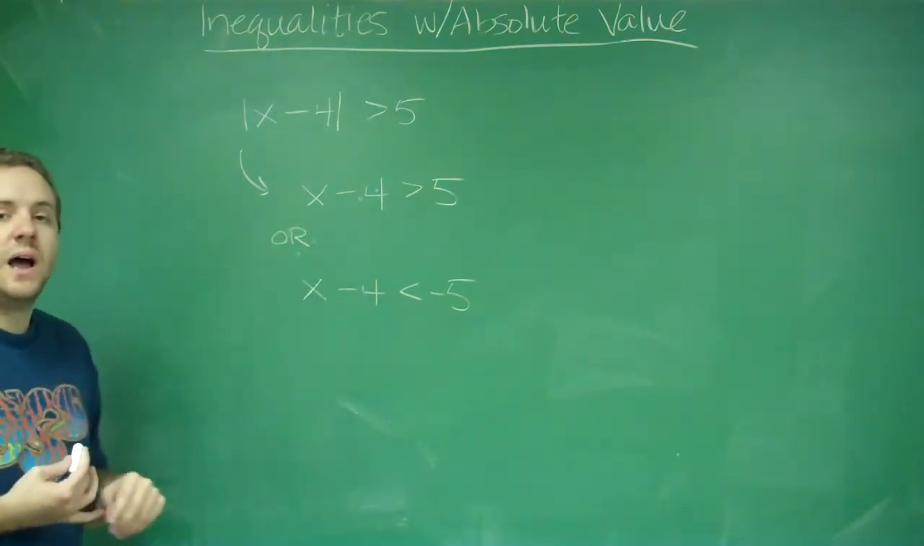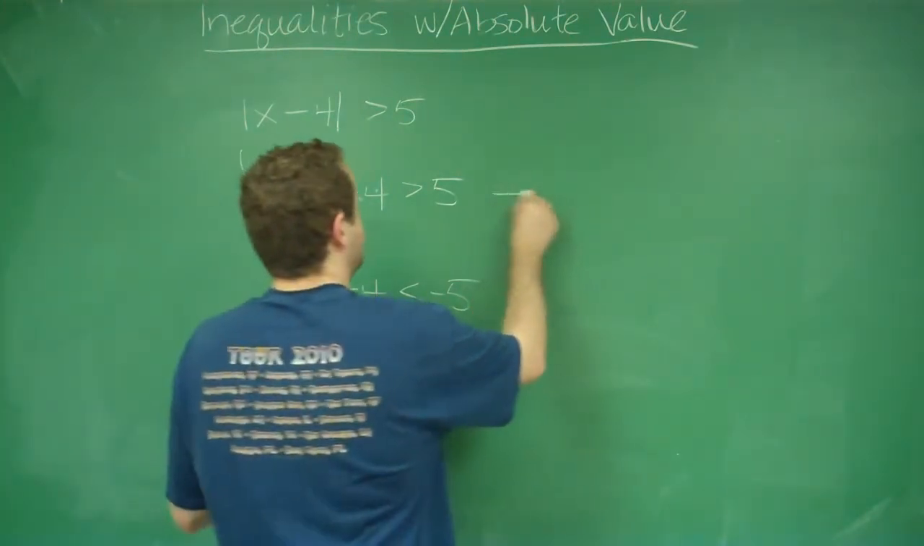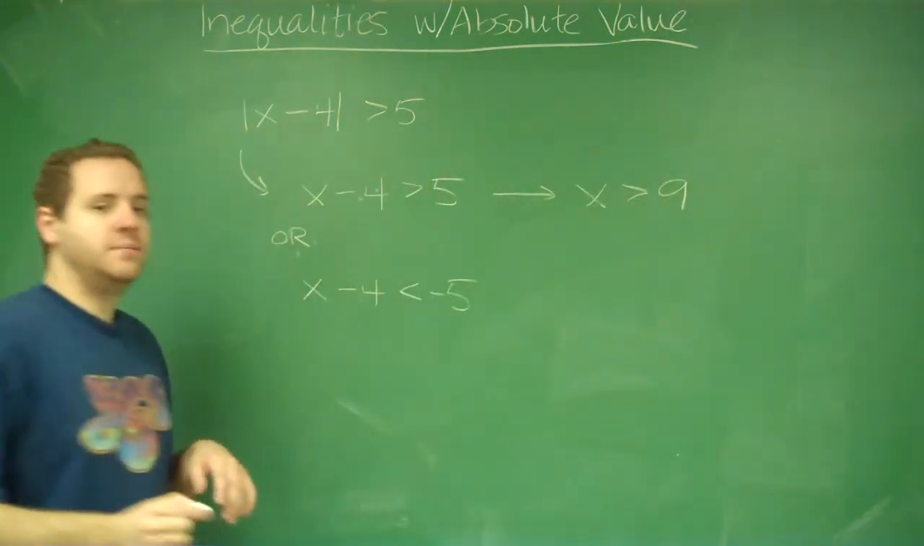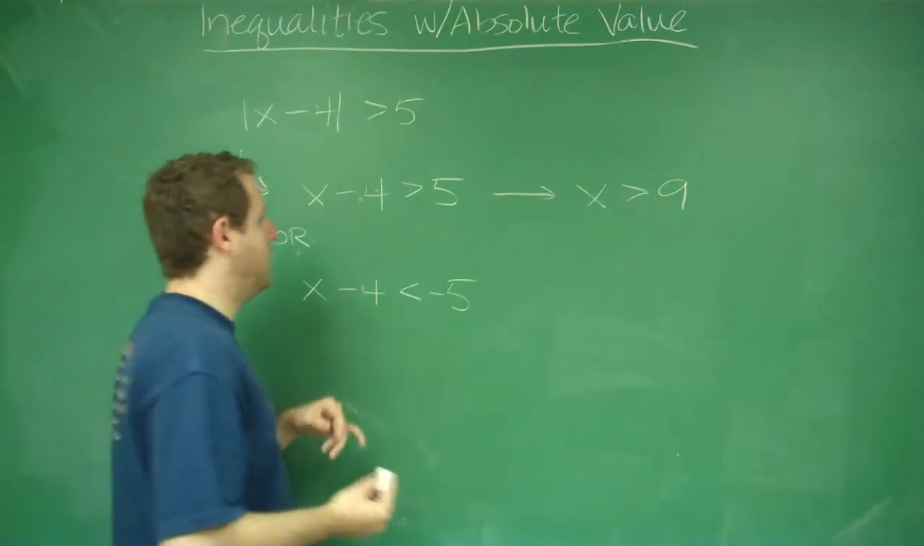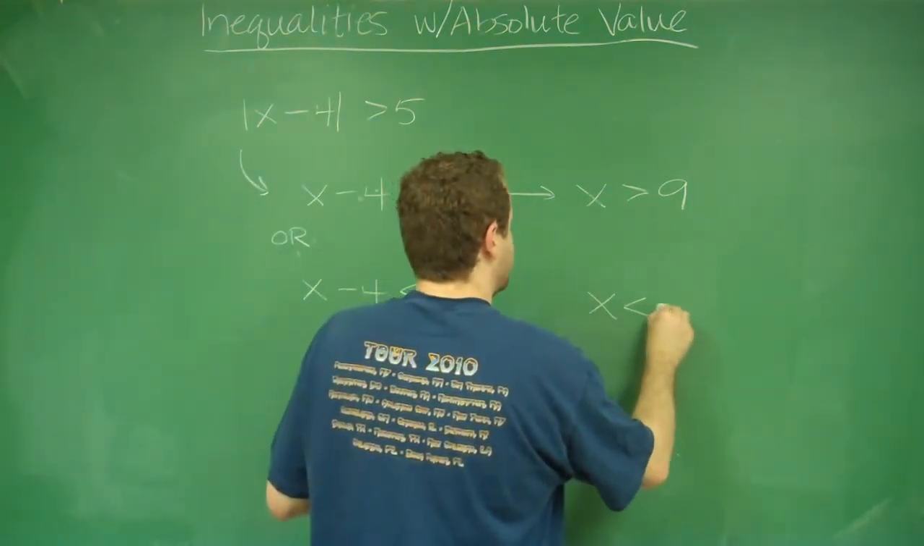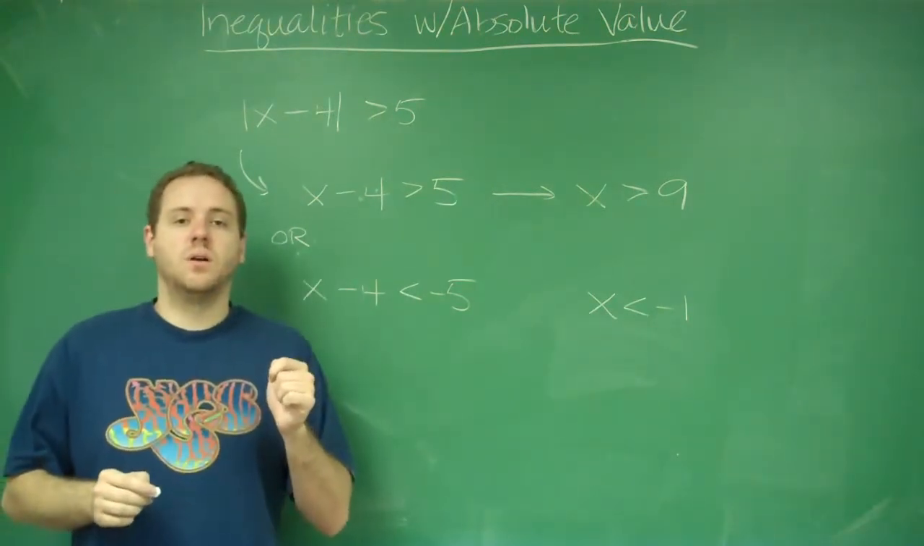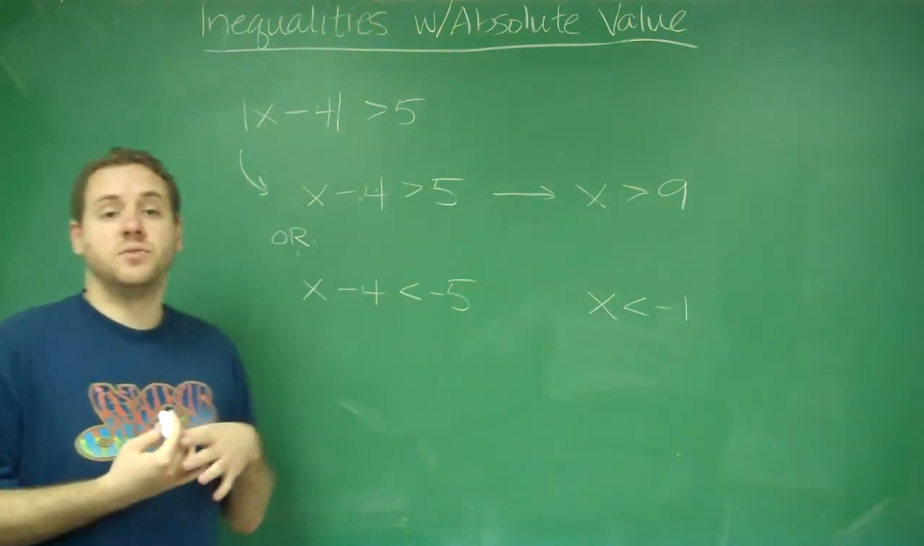Well, all we need to do is add 4 to each one. So this gives you x is greater than 9. Over here, if we add 4, we get x is less than negative 1. So both of these ranges are correct for this.